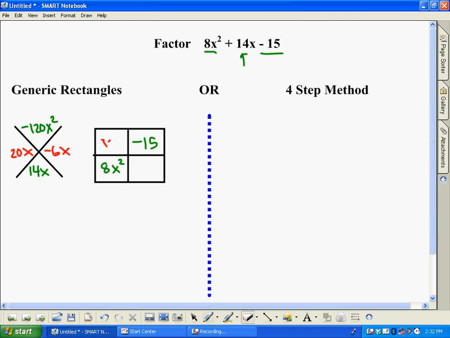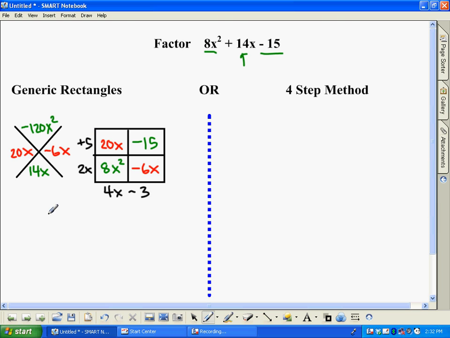Oops, made a little mistake there. So this is going to be 20x, and this will be negative 6x. Once again, we ask, what do these have in common here? These two have in common, well, 2 goes into both, and so does an x. 2x times what gives me 8x squared? Well, that'll be a 4x. And you'll notice 2x times 4x is 8x squared. 4x times what gives me 20x? 5. So that's going to be a plus 5 there. 5 times 4x is 20x. And finally, 5 times what gives me negative 15? Well, that'll be a negative 3. And you'll notice here 2x times negative 3 is negative 6x.